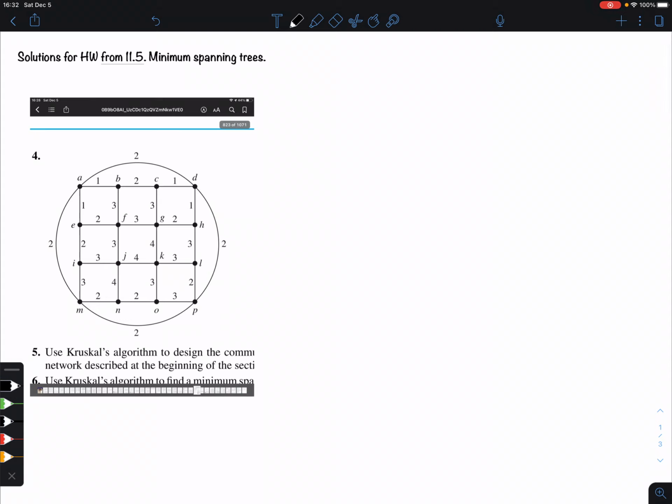So the first one was this big graph, and we had to do it. This number 4 asked to use the Prim algorithm. And then the other exercise is Kruskal, so that we have seen both in action.